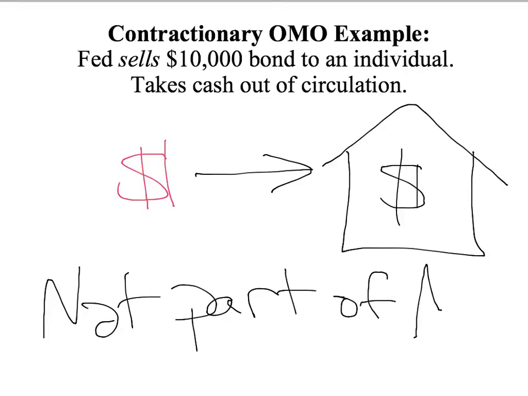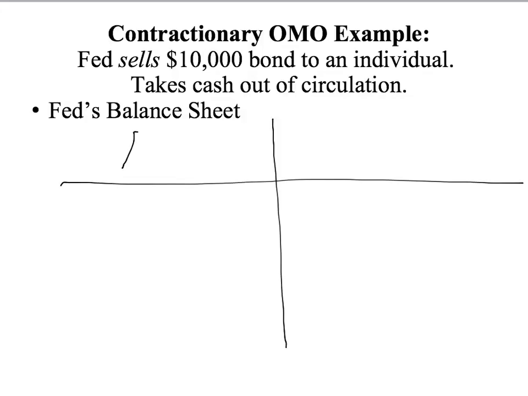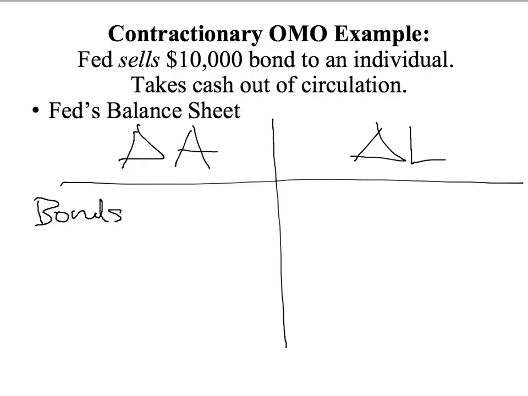Okay, so what do we see? Let's look at the balance sheets once again. So with the Fed's balance sheet, let's have our change in assets and our change in liabilities. If they have just sold $10,000 worth of bonds, then what's happened to their assets? Their assets held as bonds have decreased by $10,000.